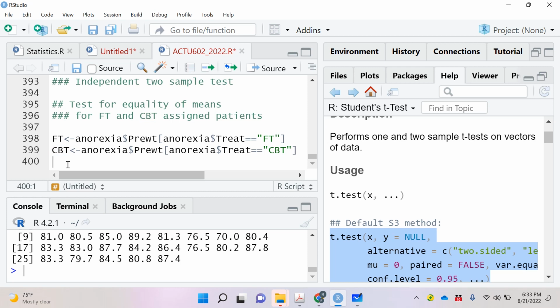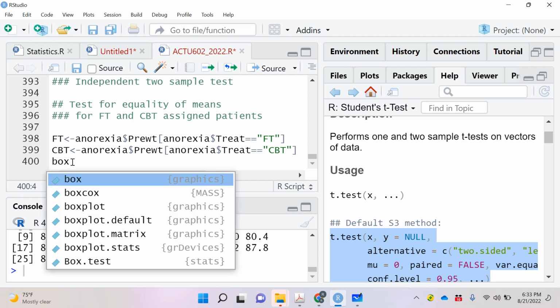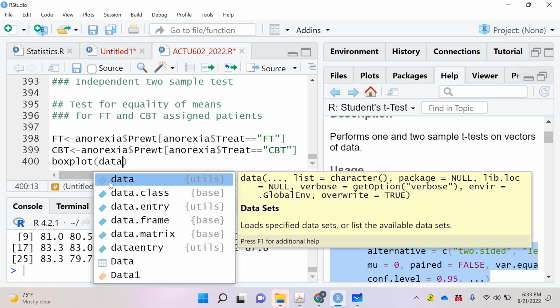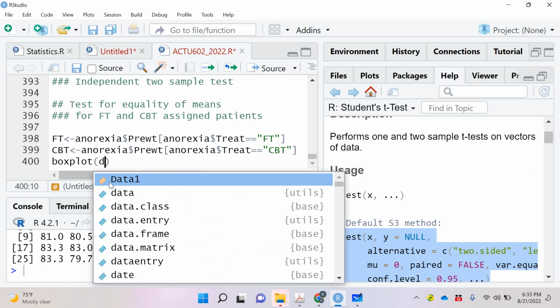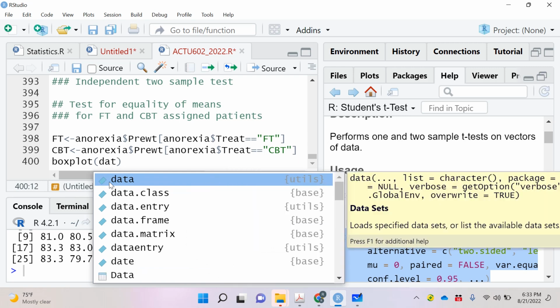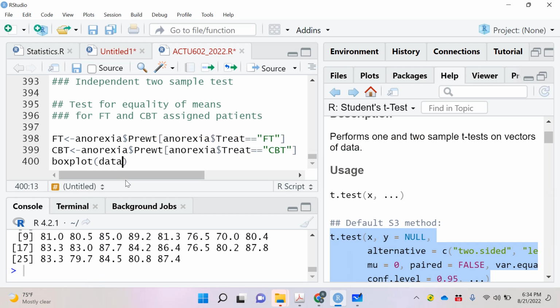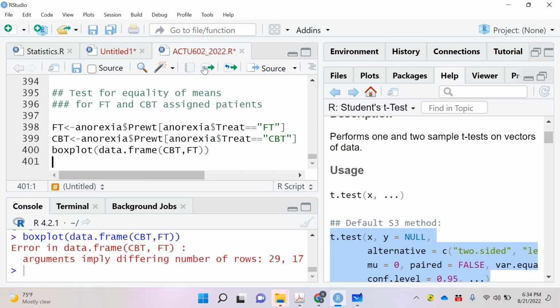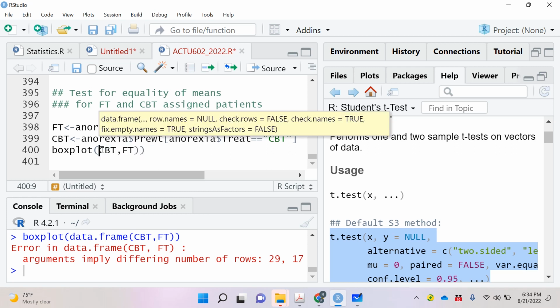Now I can do my var.test, right? To see which one is, or if I want, I can do a box plot first of all, to see how this data looks. Let me see, data.frame, then CBT, and then FT. So let me see how this looks.